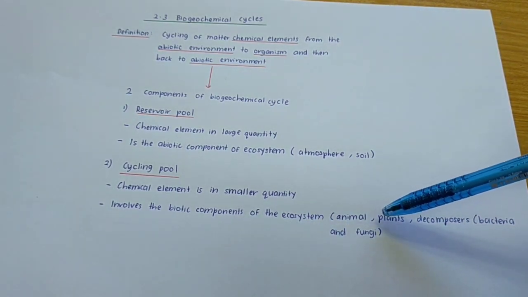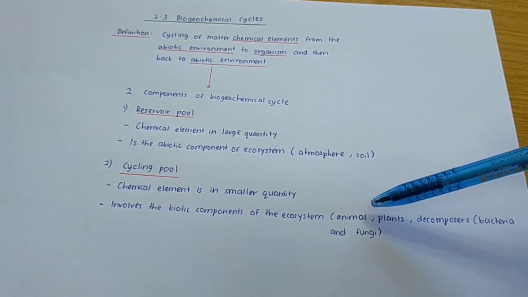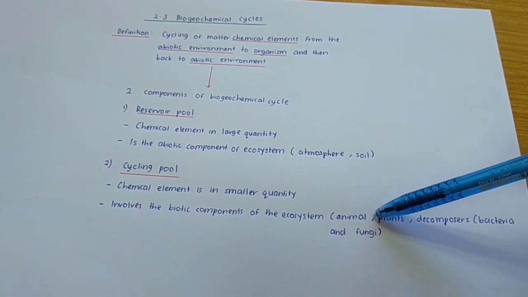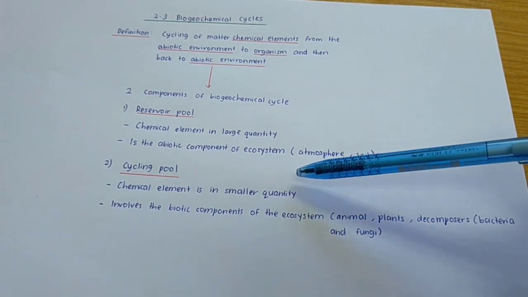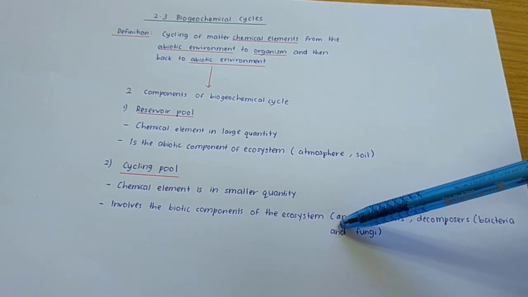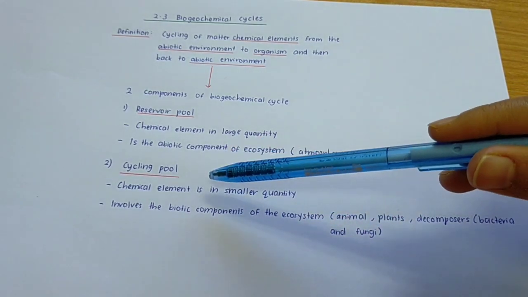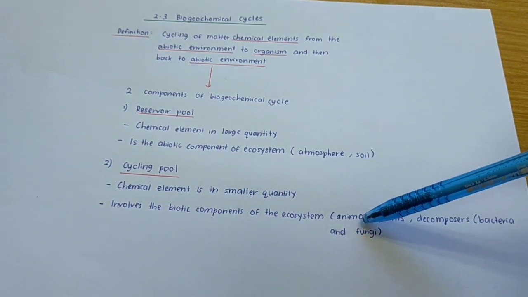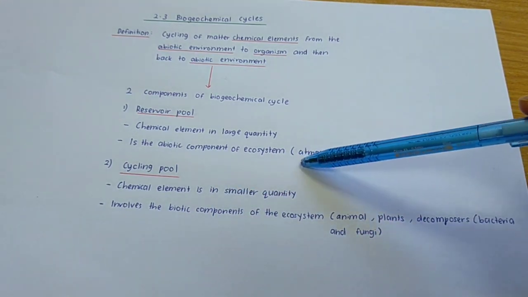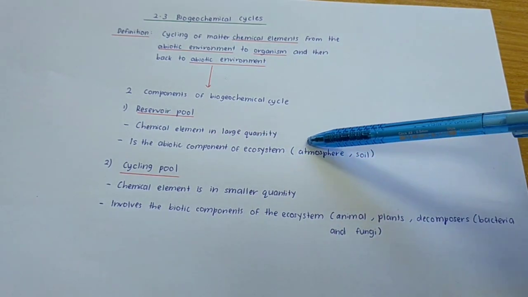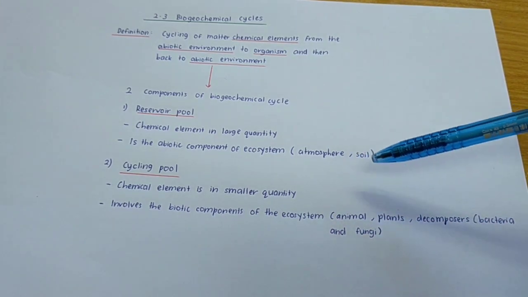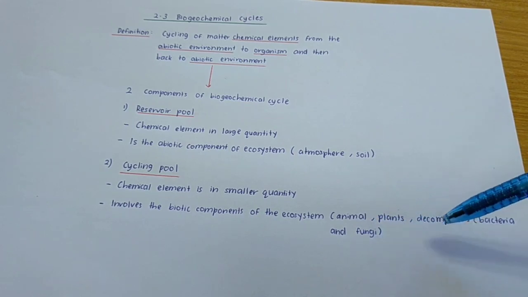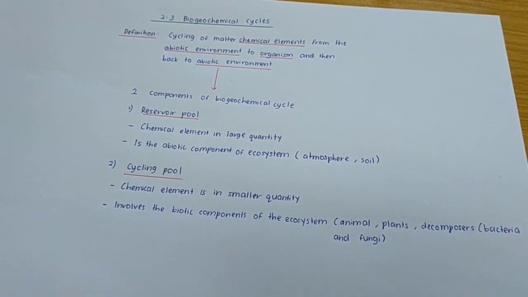So what happens to the chemical elements? For example, let's say in the carbon cycle. Let's say an animal undergoes respiration. This animal will release carbon dioxide to the atmosphere. The animal is a biotic component, and biotic components we relate with the cycling pool. Once carbon dioxide is released to the atmosphere, the atmosphere is the abiotic component or abiotic environment. So the chemical element will cycle from abiotic to the organism and then back to the abiotic environment. So you have to know the concept of the biogeochemical cycle.